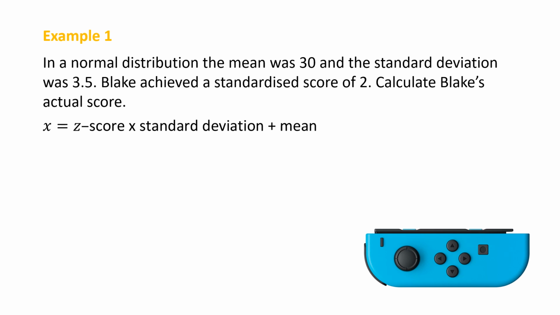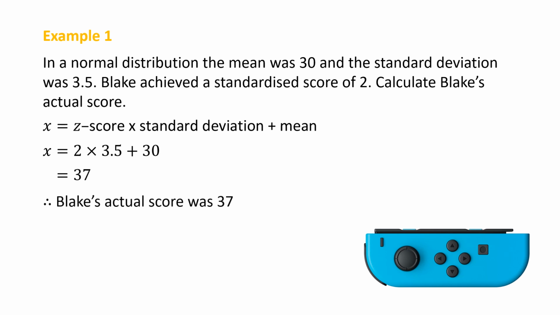So it's going to be the z-score times the standard deviation plus the mean. We know his z-score was 2. The standard deviation we're told is 3.5 and the mean we're told is 30. So x is just going to be 2 times 3.5 plus that 30. Making sure you do the multiplication first, you're going to get that x is 37. That's the actual score that Blake got. His actual score was 37.